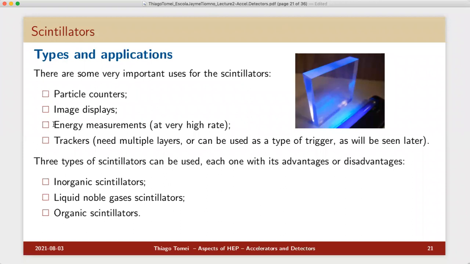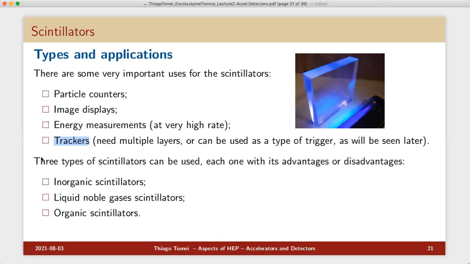Depending on the relationship of the light that the scintillator produces and the energy of the particle that is hitting it, you can use it to make energy measurements, and you can use it to make trackers, which are specialized position sensitive detectors that track the passage of charged particles. I'll talk more about these trackers later.